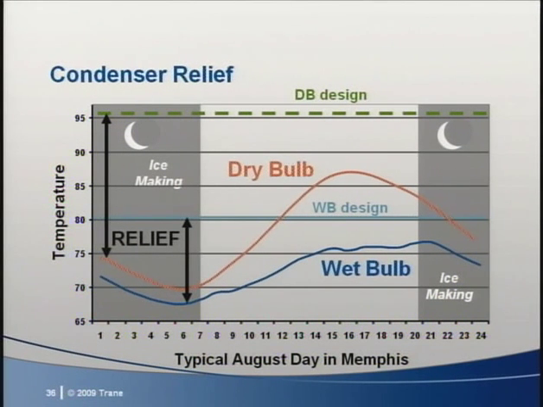This graph shows the difference between design ambient temperatures, both dry bulb and wet bulb, and the typical daily August temperatures in Memphis. Note that the ambient relief for dry bulb is always more than the ambient relief of wet bulb. This difference in condenser relief is key to dispelling the myth that air-cooled ice systems perform inefficiently during the ice build mode. An air-cooled chiller can make ice at night with better efficiency than that same air-cooled chiller makes chilled water during a design day.